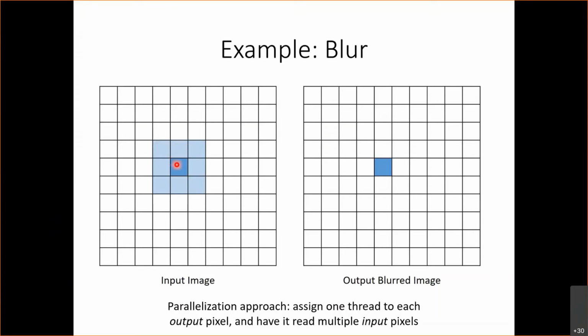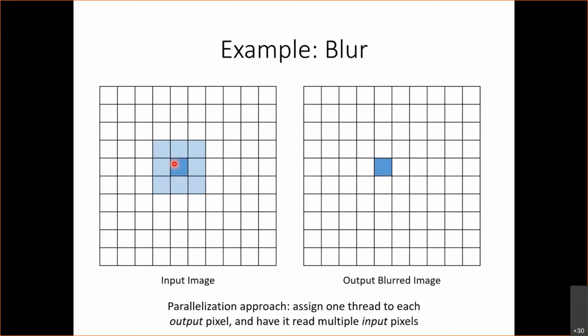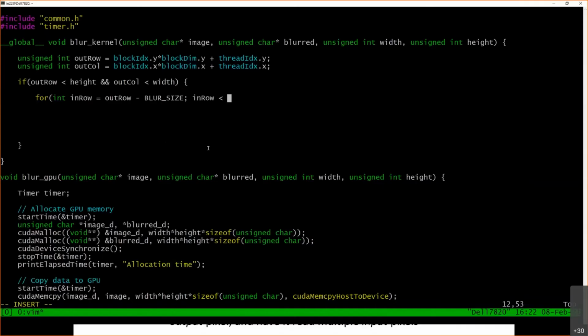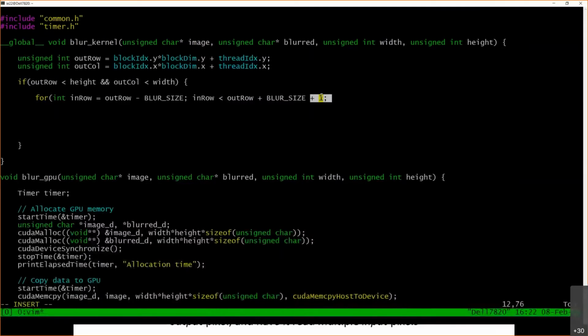And then inCol is going to start at outCol minus 1. So I'm going to do outRow minus blur size. Then inRow is less than, and this time the end is going to be outRow plus blur size, and then plus 1 because it's not inclusive. So inRow is less than outRow plus blur size plus 1, because outRow plus blur size should be included, and that's why we have the plus 1 here. And then we're going to have plus plus inRow.